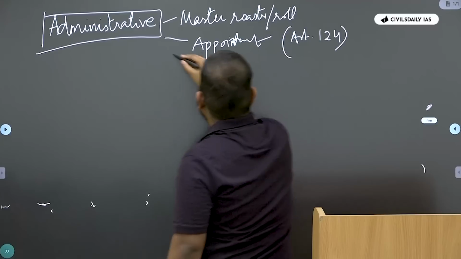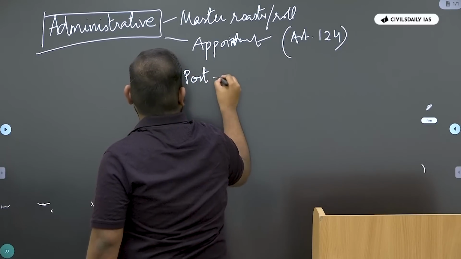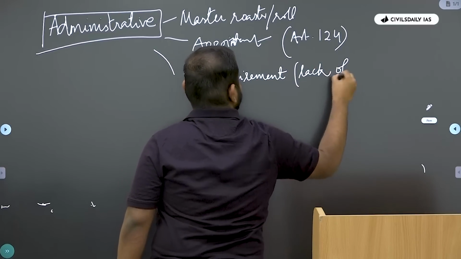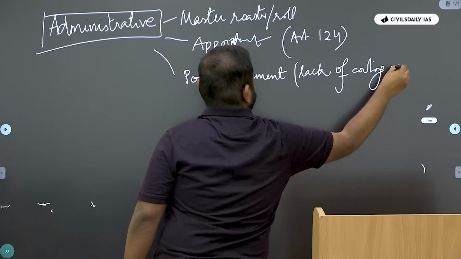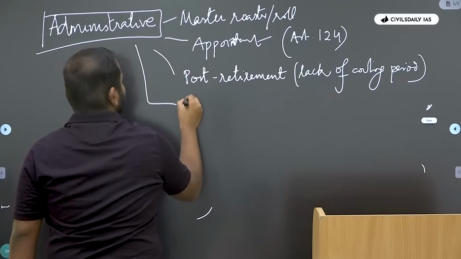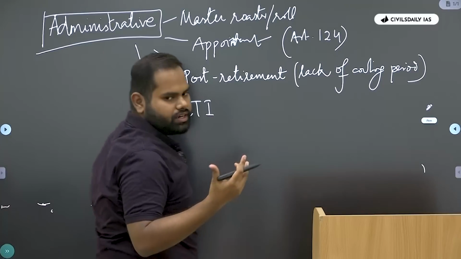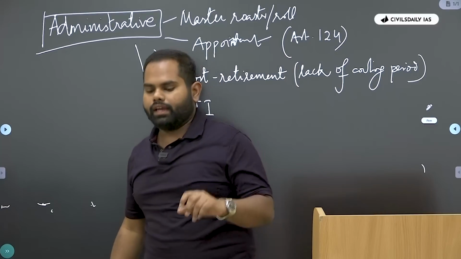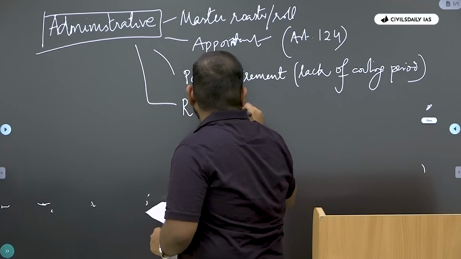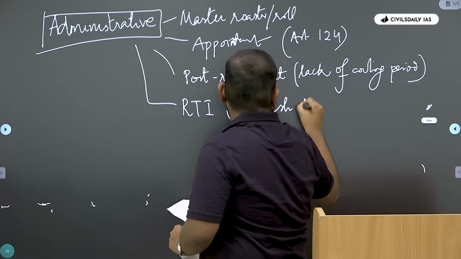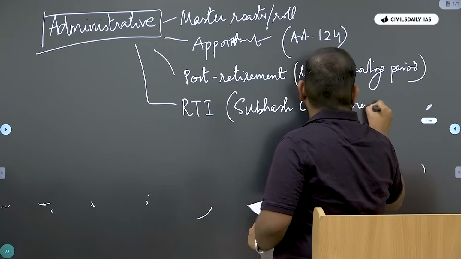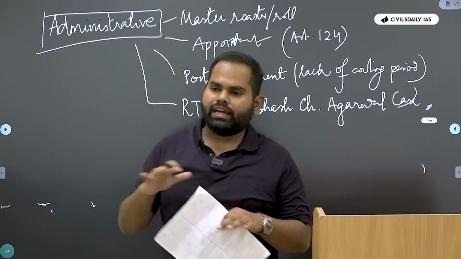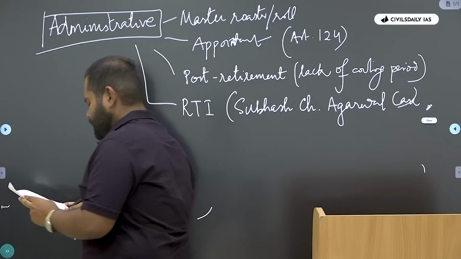Article 124 again, about post-retirement. Lack of cooling period. Yes, RTI too. Although the Chief Justice of India's office comes under RTI now, RTI, yes, the Subhash Chandra Agarwal case. Under this case, the Chief Justice of India's office comes under RTI, but the entire scope of RTI is not very widened in the Indian judiciary as well.